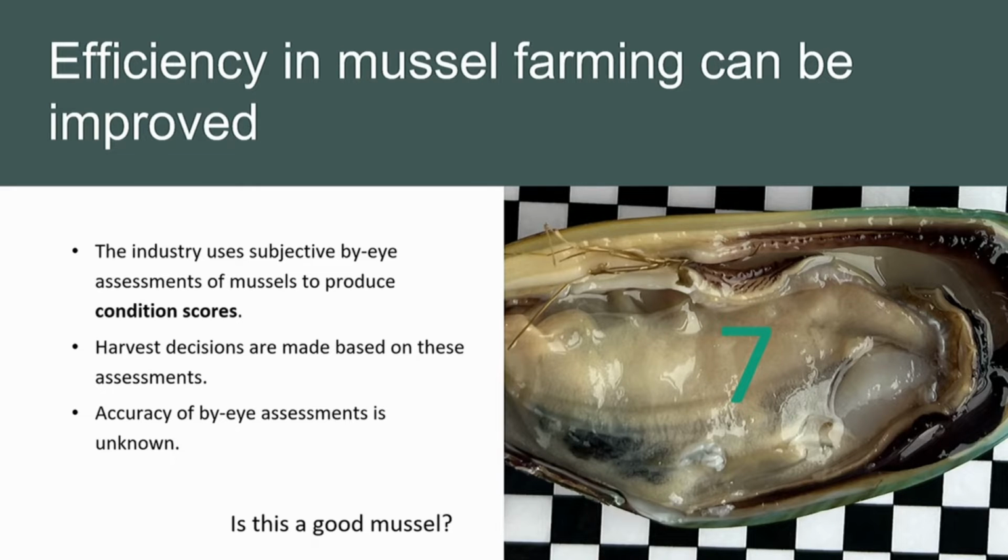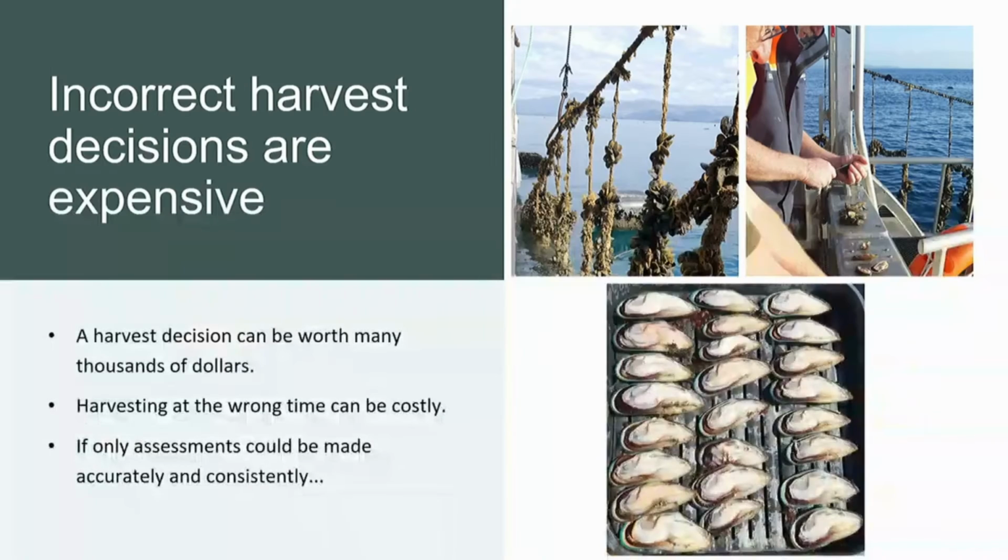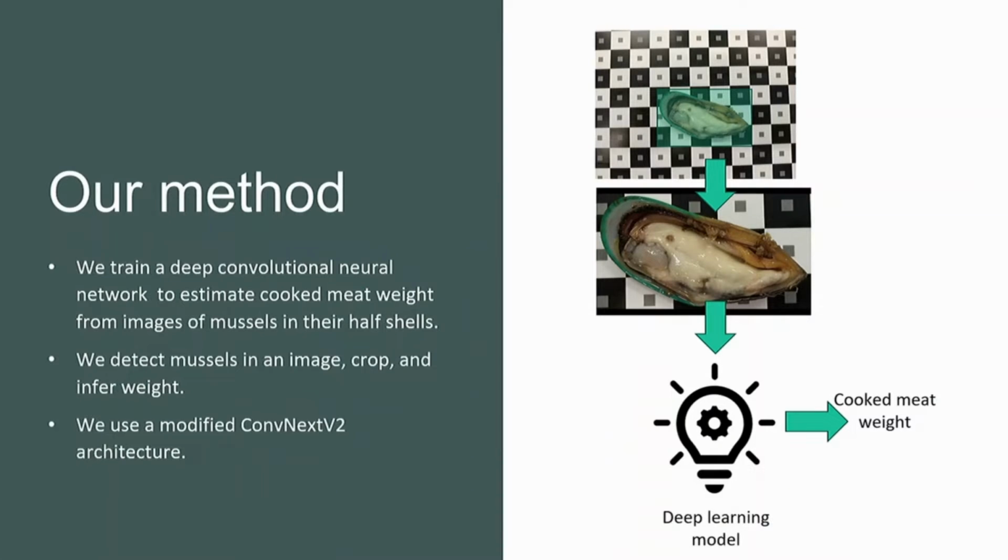So what we've done here is taken this problem and thought about how we could improve it, because harvesting at the wrong time can be an expensive mistake. And so we can really improve yield here by optimizing this harvest. And so what we've done is build a smartphone app, which you're going to hear about in the talk later. But the smartphone app is used to take photos of mussels on a boat.